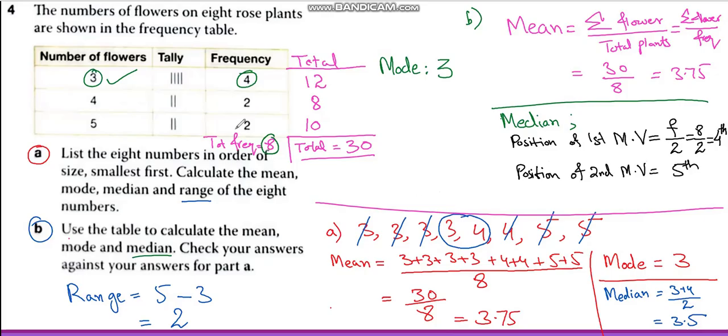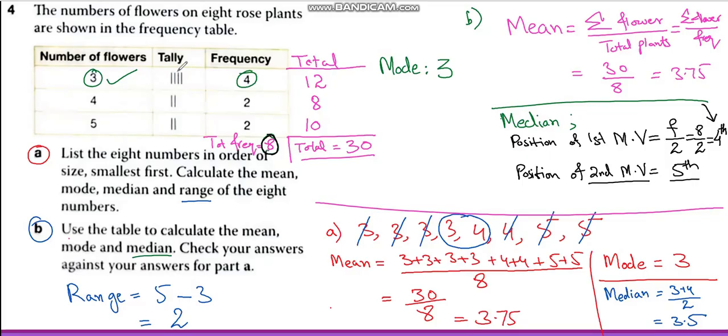So again, I will repeat that in case of even frequency, there will be 2 middle values, and we find the position of the middle values by first dividing the frequency by 2, and we get the first position of the middle value, that is 4th position, and the next position will be the next consecutive number, means the next position will be the 5th one.